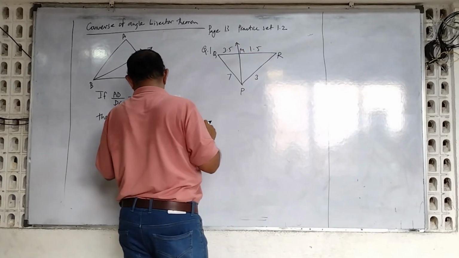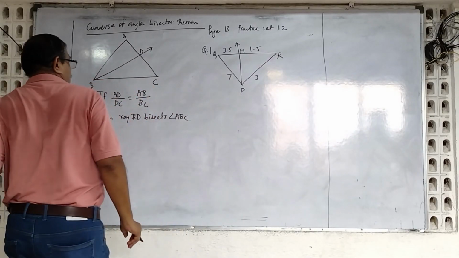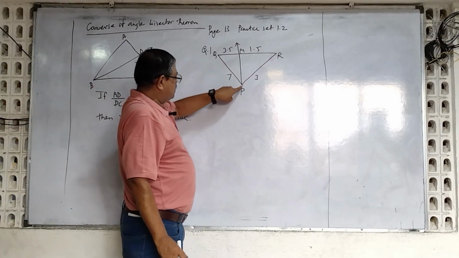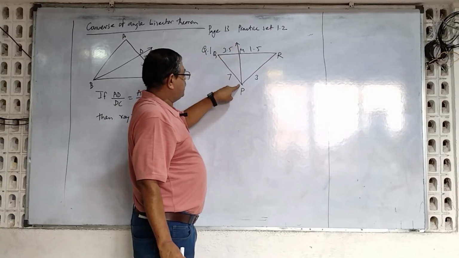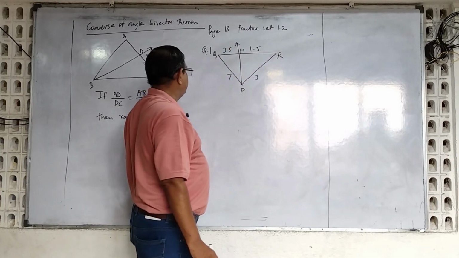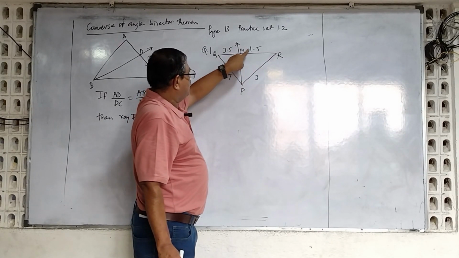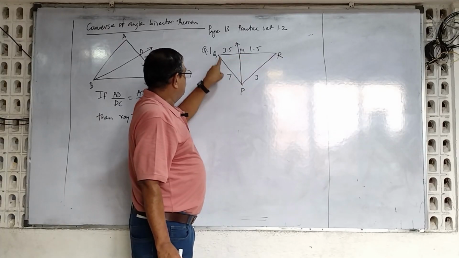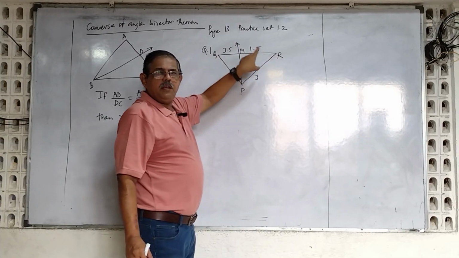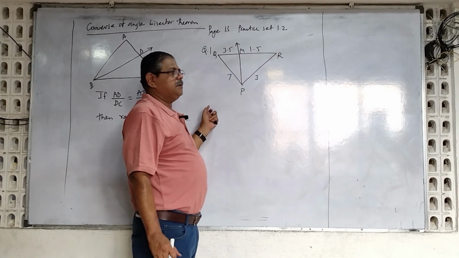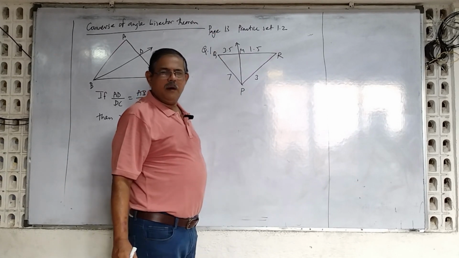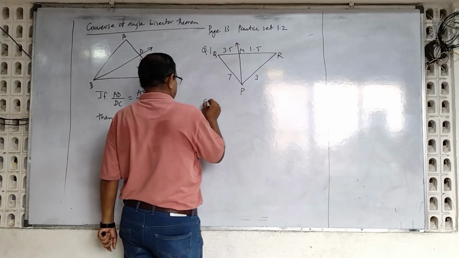This is given to you, okay? So as I have to decide whether PM is the angle bisector or not, I know what to do. I have to find out the ratio of QM upon MR and the ratio PQ upon PR. If these two ratios are equal, then I can say PM is the angle bisector. So my answer will start from here. Solution.